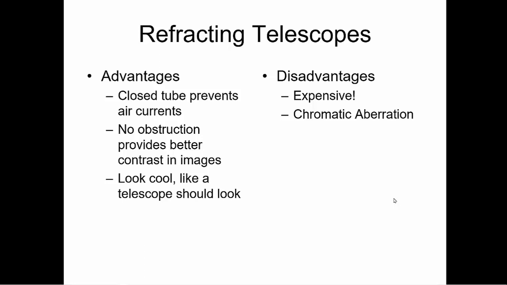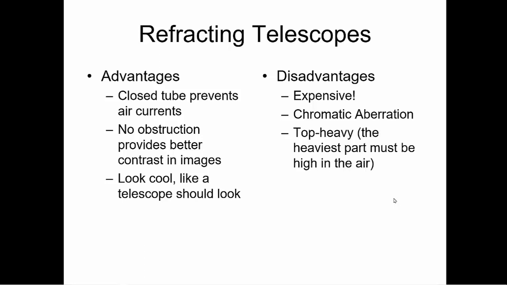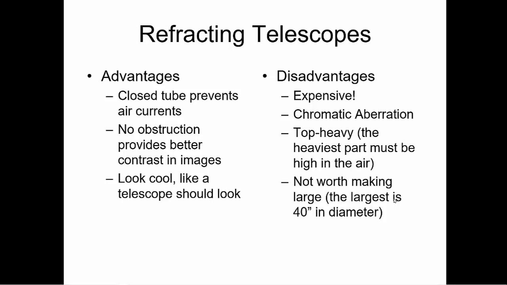Now, there are ways to overcome that, but you have to have not just one objective lens, but 2 or possibly 3. And when you're doing that, that's the heaviest part of the telescope. You're having to put those 2 or possibly 3 pieces of glass highest in the air, unlike on a reflecting telescope. And they're not worth making large.